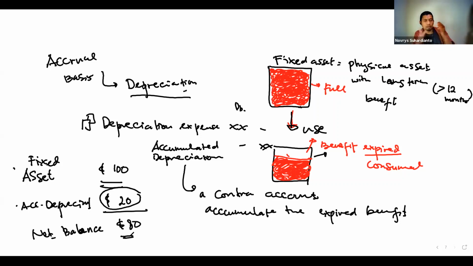So for example, you have a computer, and according to an expert, the computer can be used for 4 years, suppose 4 years. So if you use that computer in the same manner during these 4 years, we can assume that the benefit will be decreasing pro rata during these 4 years. So let me give you an illustration here.